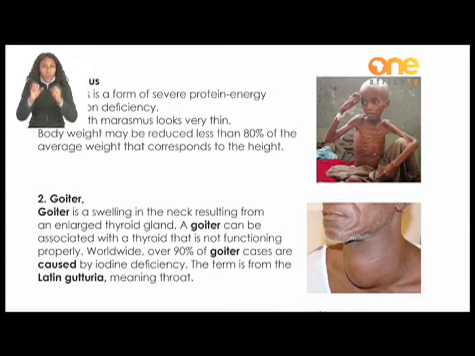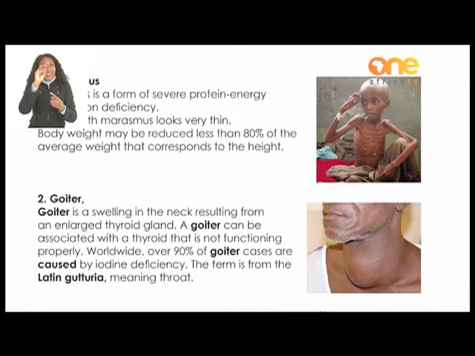The next malnutrition disease that we are looking at is goiter. What is goiter? What causes it? Goiter is a swelling in the neck resulting from an enlarged thyroid gland. A goiter can be associated with a thyroid that is not functioning properly. Worldwide, over 90% of goiter cases are caused by iodine deficiency.